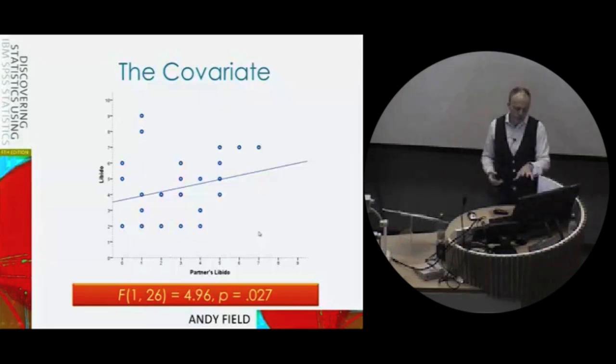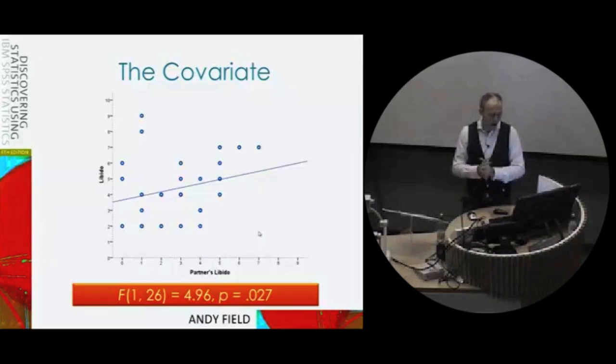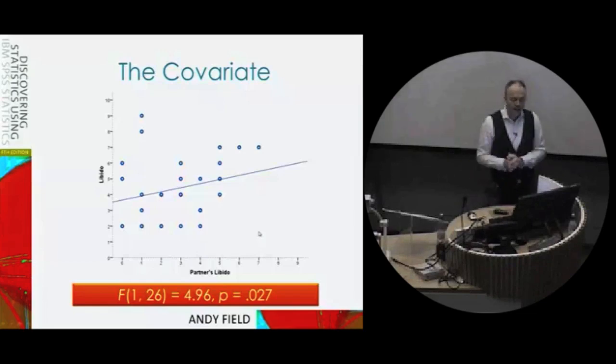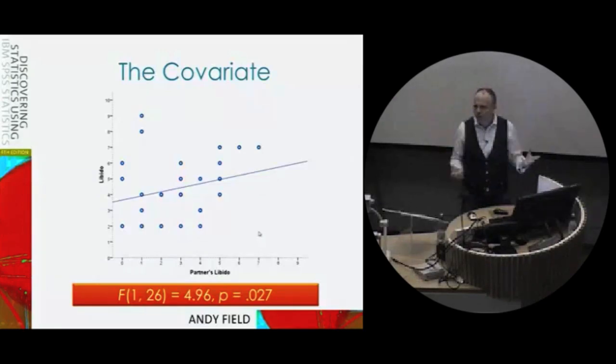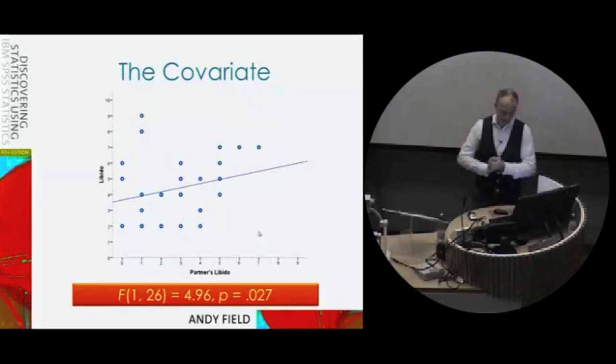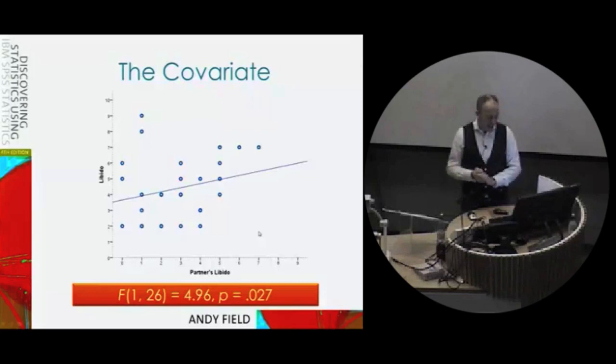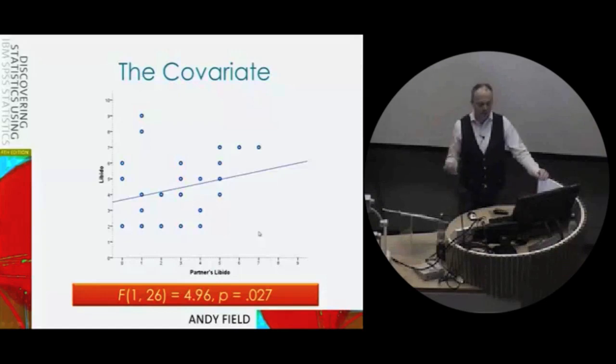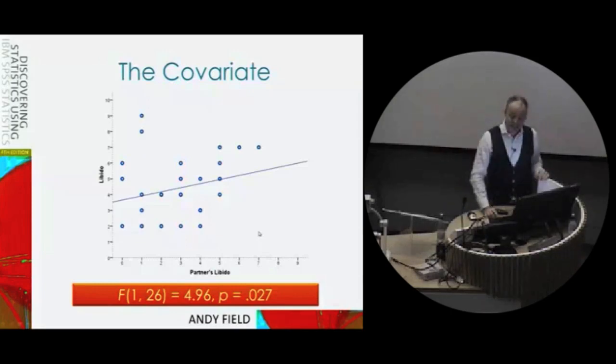These are the data plotted, partner's libido against the participant's libido. Although it's not the nicest cloud of data I've ever seen, there is basically a slightly positive effect there. So the higher a partner's libido, the higher the participant's libido is. Again, you would just report this with the value of F, its degrees of freedom, and the exact p-value. What this basically means is there's a significant relationship between partner's libido and participant's libido.